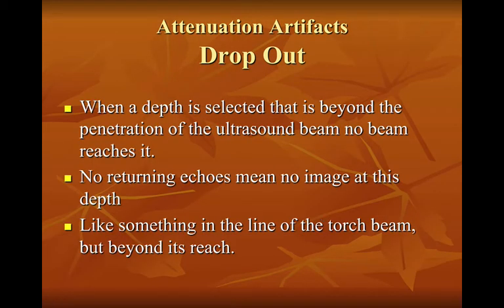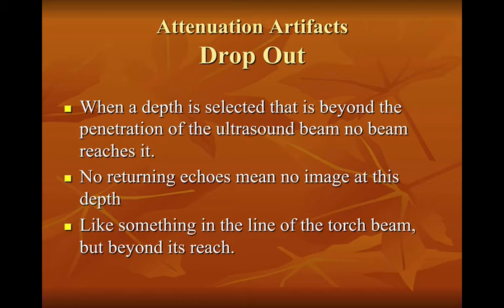The final one of the attenuation artifacts is called dropout. And this happens when a depth is selected that's beyond the penetration of the ultrasound beam, and so no beam reaches it. Imagine you've got a torch and you're pointing at something which is just beyond the torch beam's reach. You're just not going to see it. So what happens is that no returning echoes come to the ultrasound machine and no image is cast.